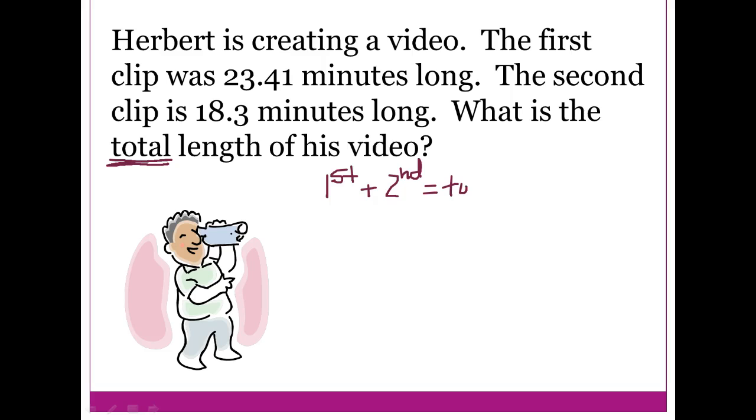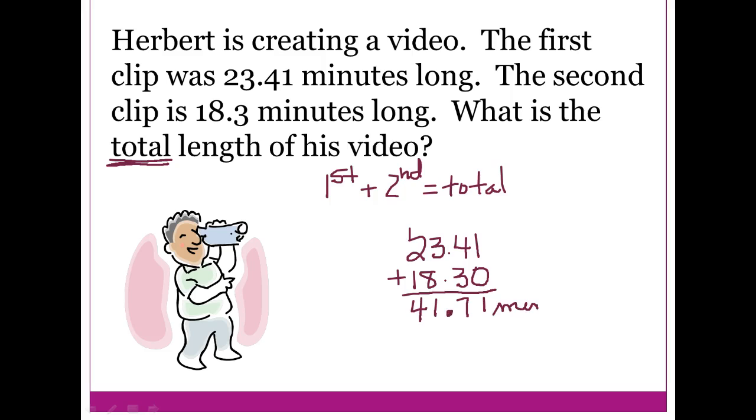We will set up our problem, and we must make sure we line up the decimal points. And as always, you can annex the 0 just to keep everything nice and neat and aligned. And go ahead and do the addition. It is 41 and 71 hundredths, and since it's a word problem, we want to know the total length, which is measured in minutes, so you would put a label of minutes on your answer.